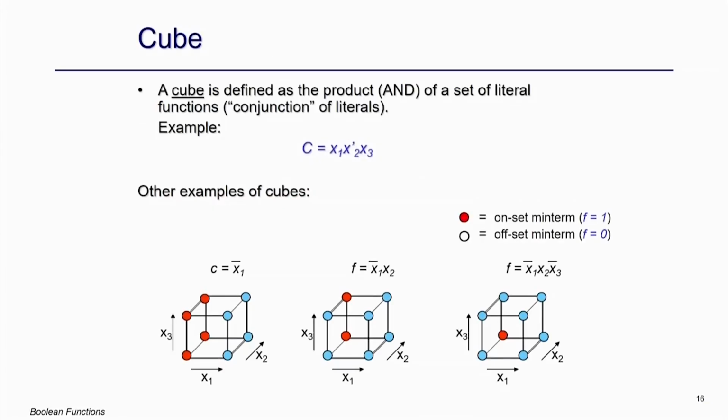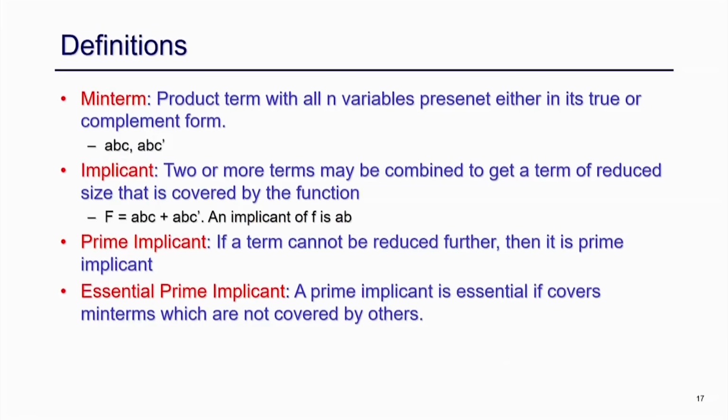Now, I will discuss what a cube is, right. If you represent the Boolean function as this hypergraph, then each min term, which I just defined here, is basically a product term where all n variables are present, either in true or complement form. For example, if there are 3 input variables A, B, C, then ABC is a product term, ABC dash is a product term, right. So, those are min terms.